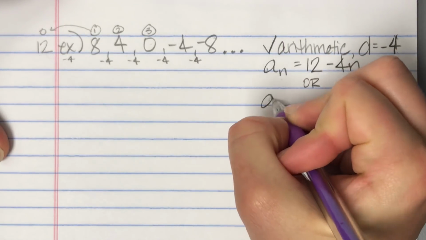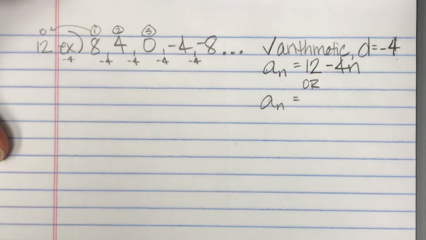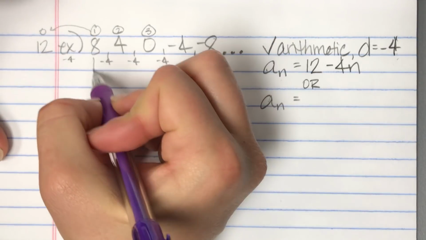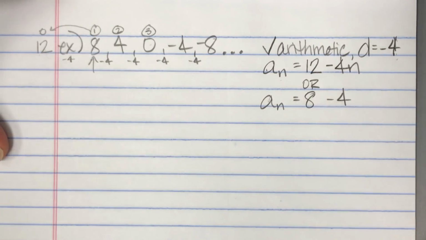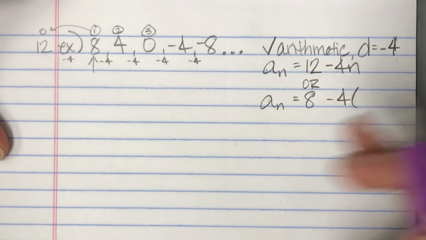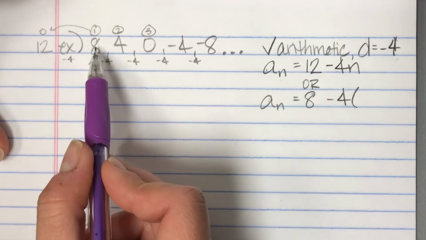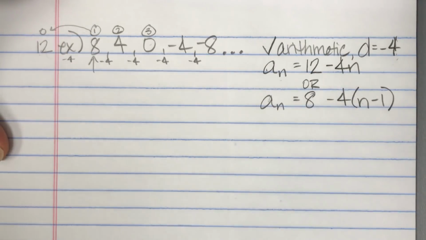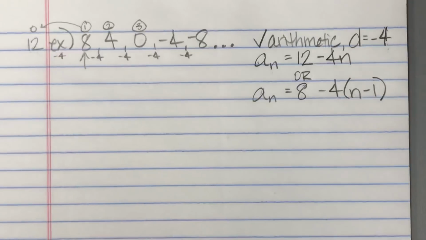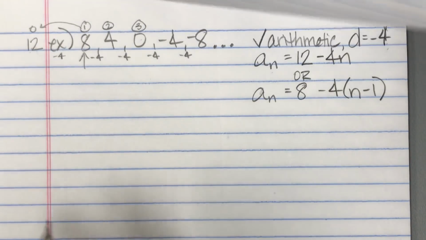The other method is, if you don't want to figure out the y-intercept, the sequence is actually truly starting at an 8, and then we're subtracting 4. But to make up for the fact that we got a head start, we have to do n minus 1 so that it actually works out and makes up for that change.